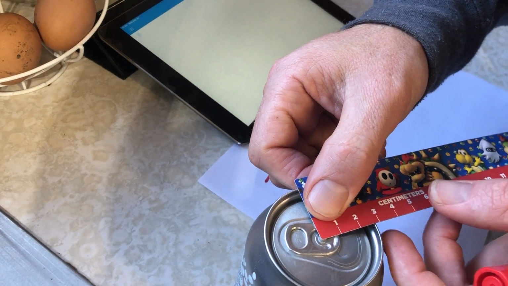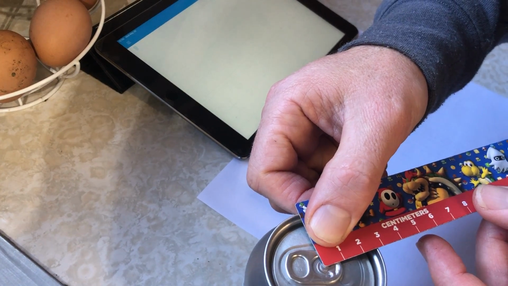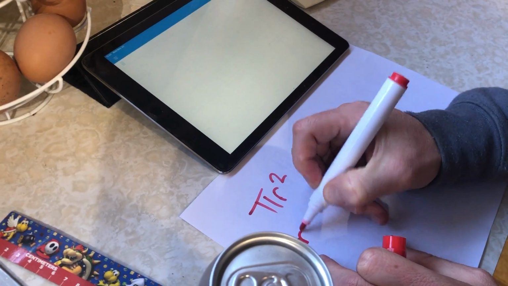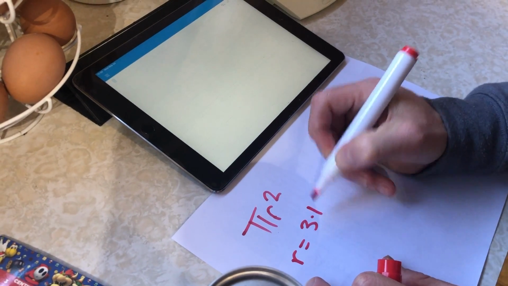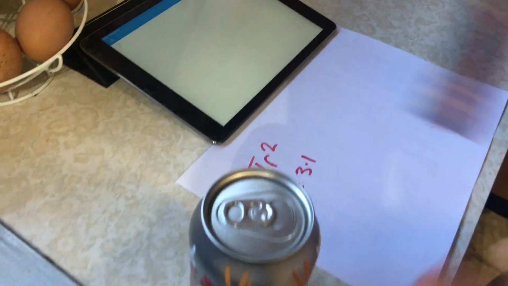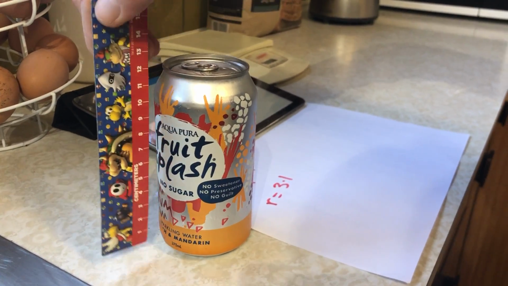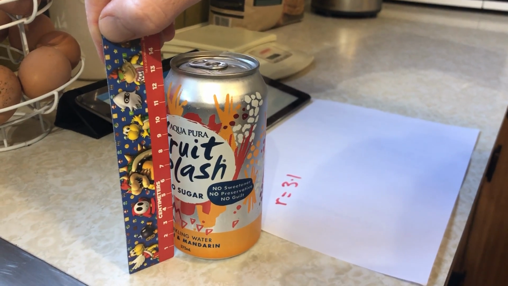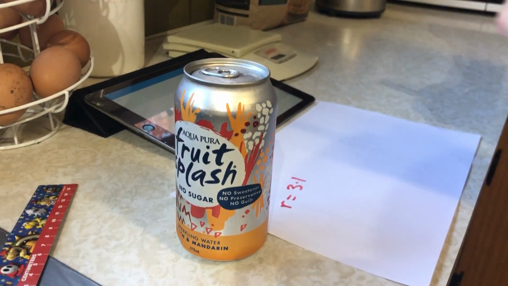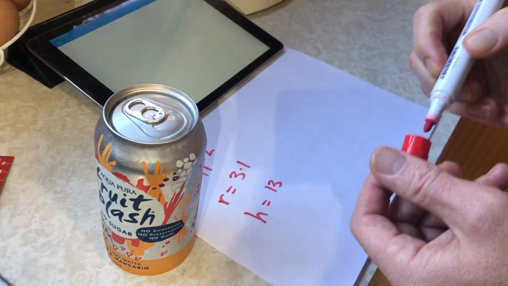So I'm going to go right to the edge, and it is about 3 1/10 of a centimetre. So the radius equals 3.1, or 3 1/10. I also need the height of this cylinder. You can see here I'm using not the world's most accurate ruler, but it is the one that I could find. It's about 13 centimetres. So the height is 13 centimetres.